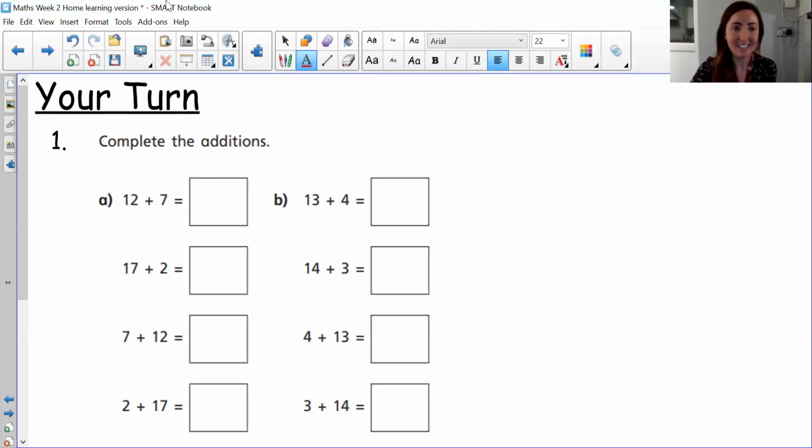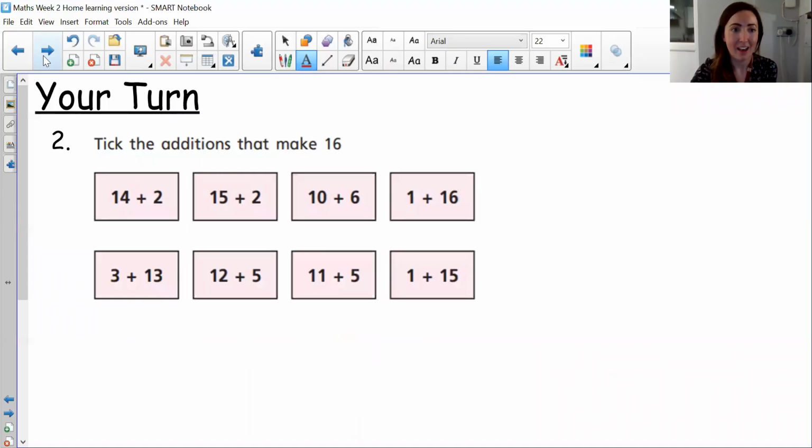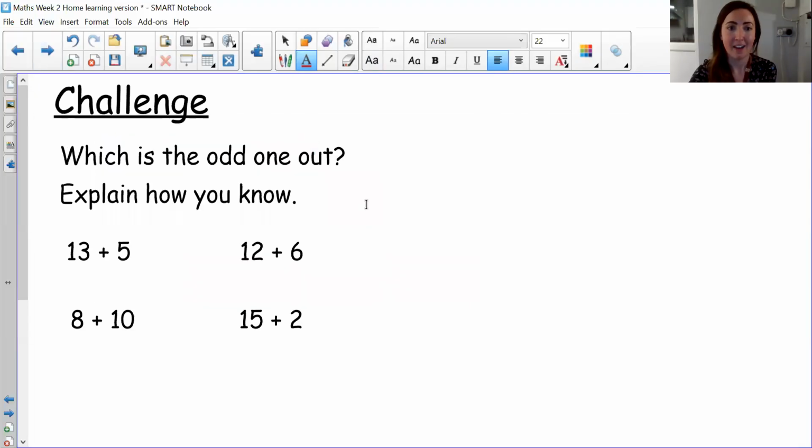And when you finish that, we have another question, question number 2. So this says tick, but don't worry about ticking it because you don't have it in front of you. If you just write down the additions that make 16. So there's lots of additions here. They don't all make 16. Write down the ones that do. And then finally, there's a challenge. Which is the odd one out? Explain how you know.